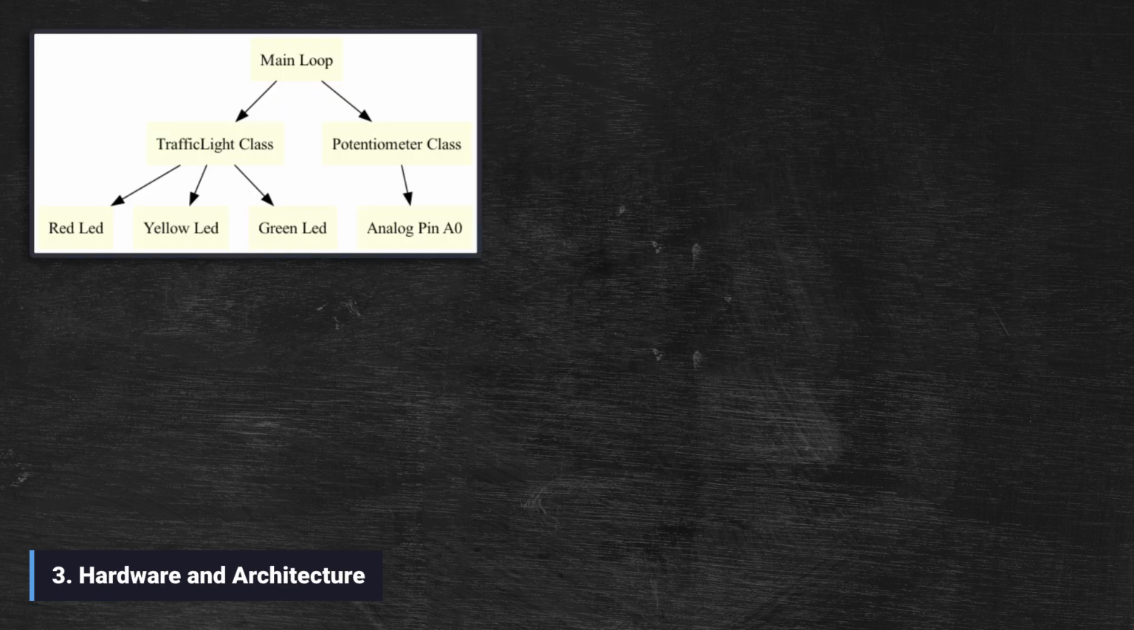Our architecture will look like this. The main loop will simply tell the traffic light to update and the potentiometer to read its value. The traffic light class will act as a manager for our LED objects, and the potentiometer class will provide the data needed to adjust the brightness levels. It is clean, scalable, and professional.